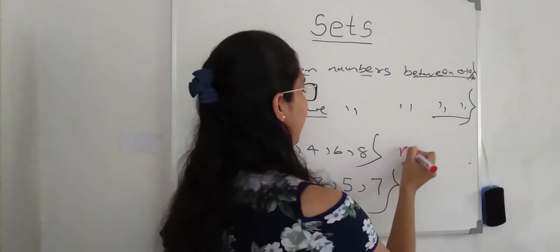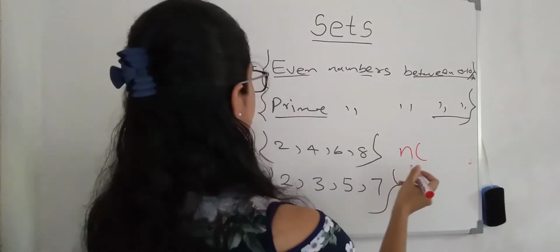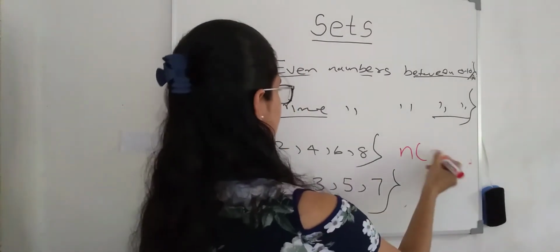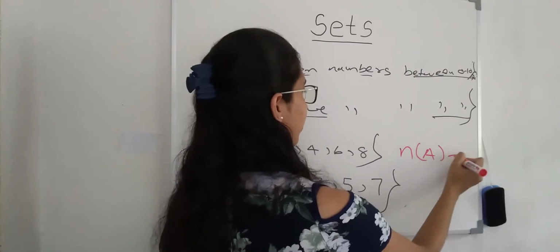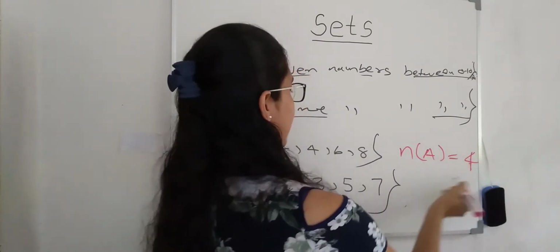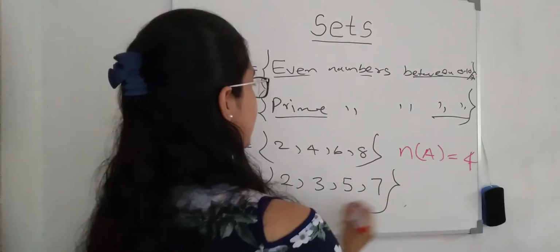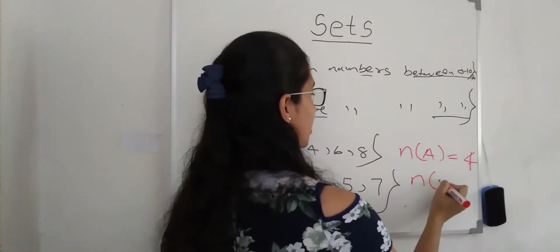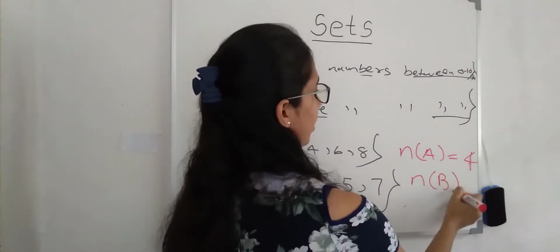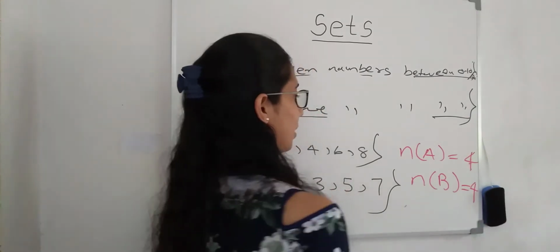So how many numbers in the set A? 4 numbers. And how many numbers in the set B? Set B also has 4 numbers. Okay.